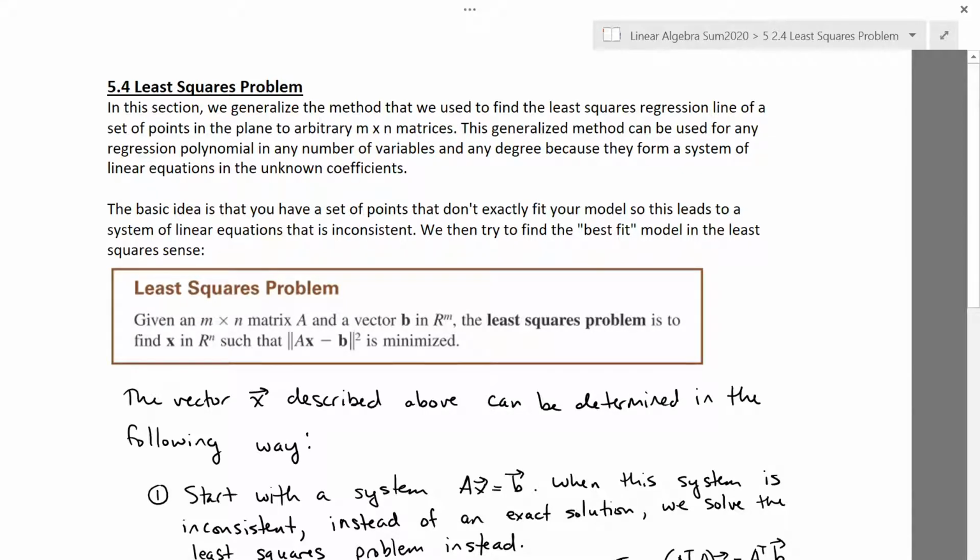By generalizing this method, we'll be able to do regression for any polynomial with any number of variables in any degree. The reason is because if you view the polynomial in terms of the coefficients, then what we have is something that's linear in the coefficients. And so this sets up a system of linear equations which we can apply linear algebra to.